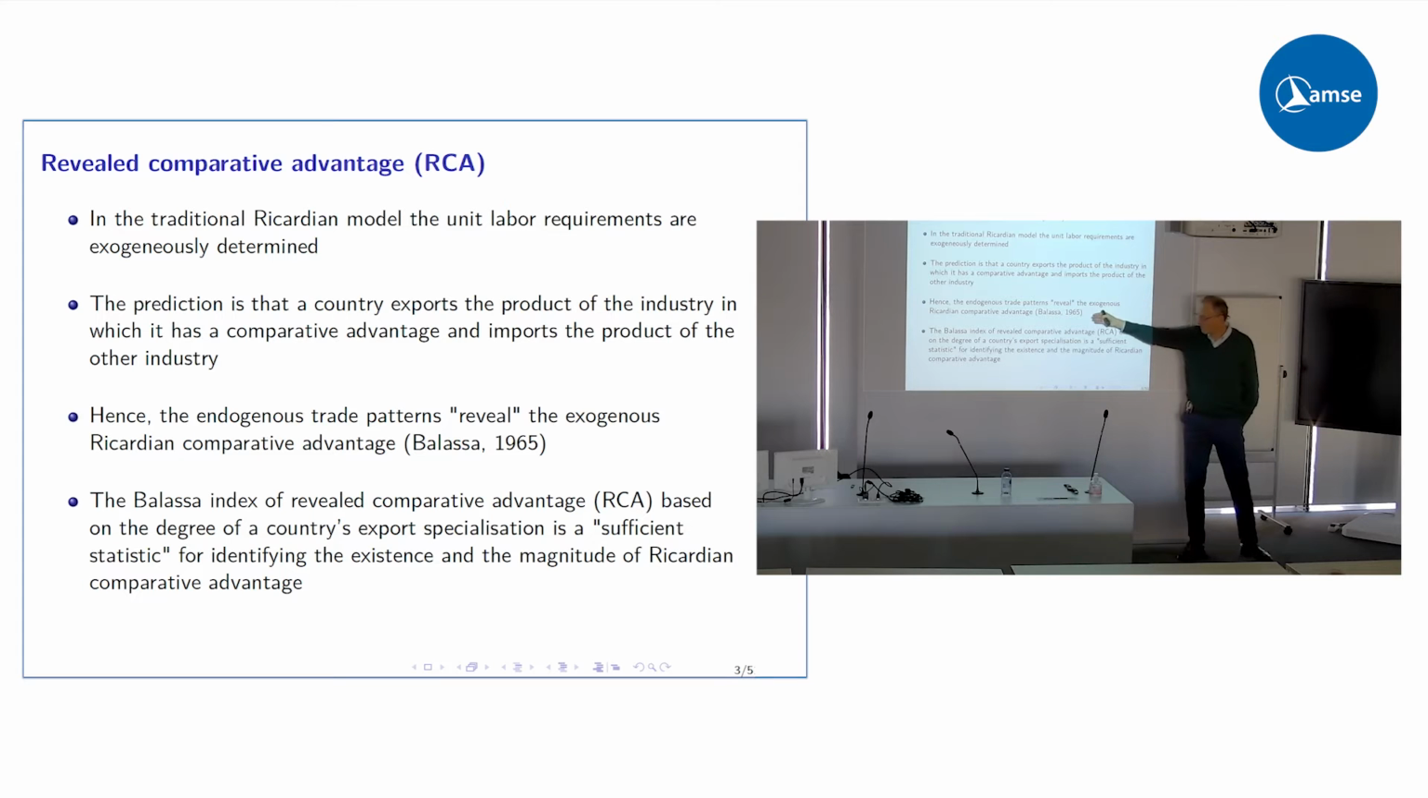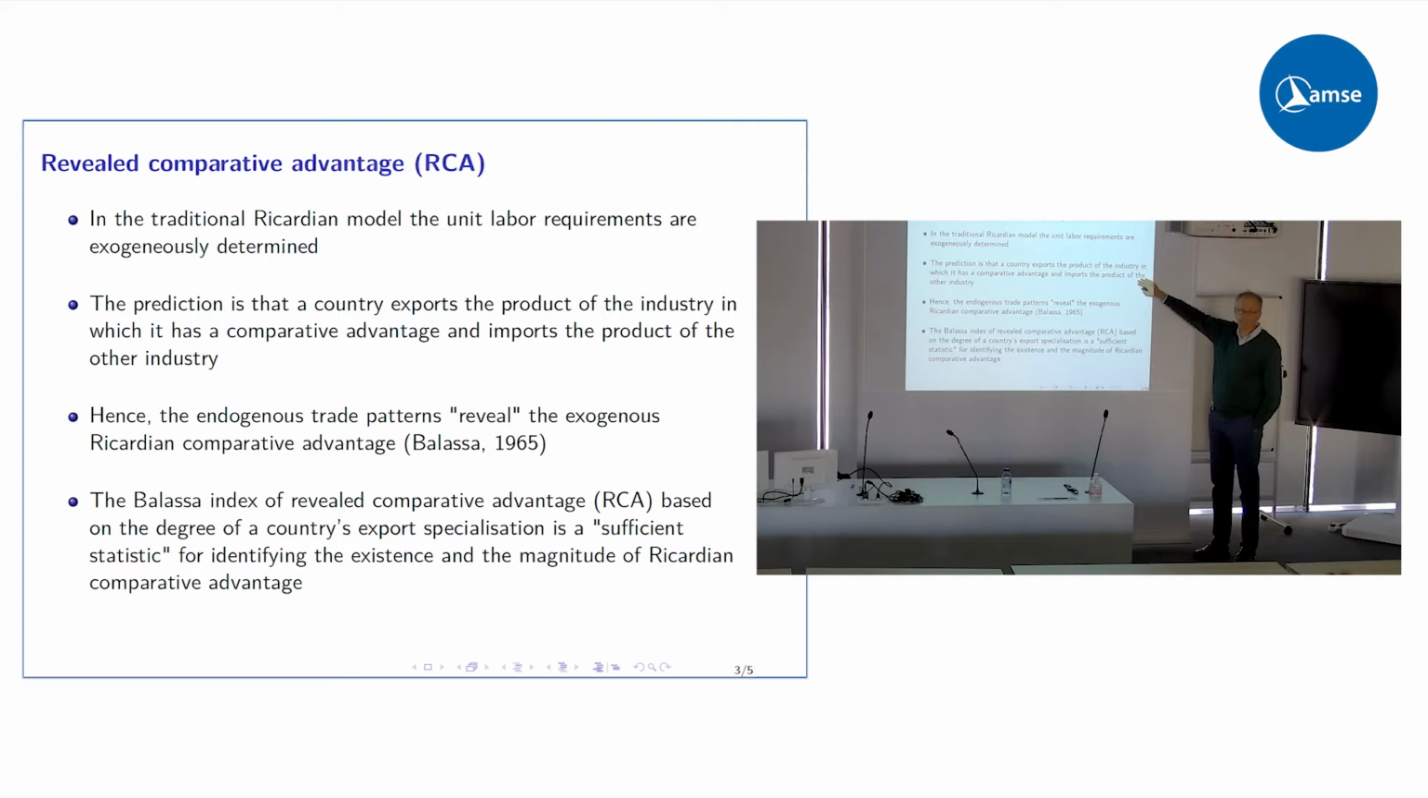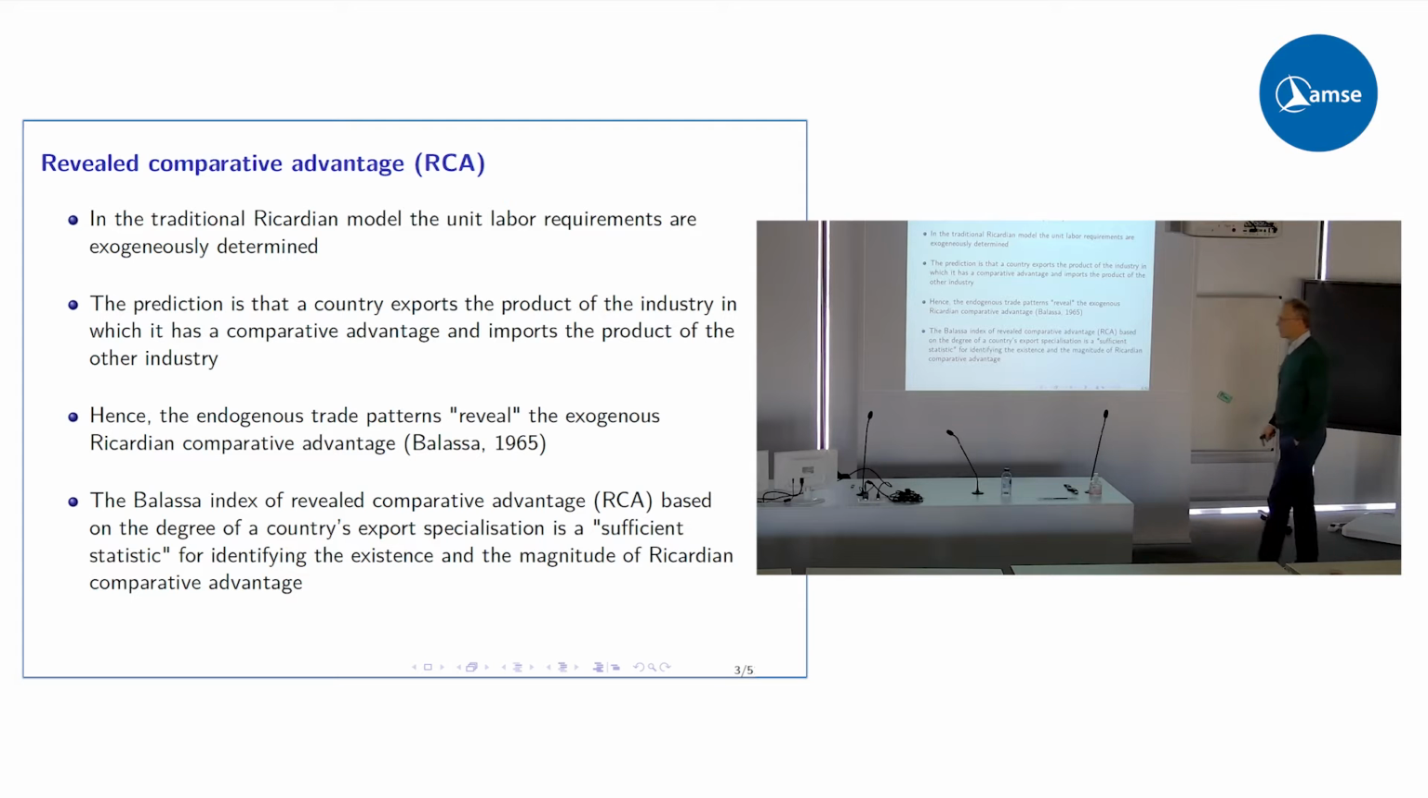And the point by Balassa, again in his old paper, is that if you want to understand where the comparative advantage of a country lies, you can essentially use this implication and work back the comparative advantage, meaning that the endogenous trade patterns reveal the exogenous Ricardian comparative advantage. If a country is exporting in the sector in which it has comparative advantage, then you can look at the exports and say this country is going to have a comparative advantage in the sectors in which it exports disproportionately. So you look at the specialization in exports with respect to the rest of the world, and you can assess what is comparative advantage.